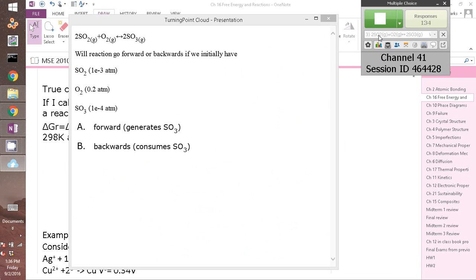It was negative. We had written this. We produced more product. Forward, it's going to generate. If it's negative, that means it changes from reactants to products, which lowers the energy, so the reaction proceeds and the products will form. So A.